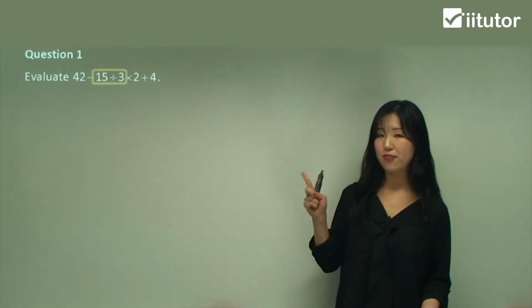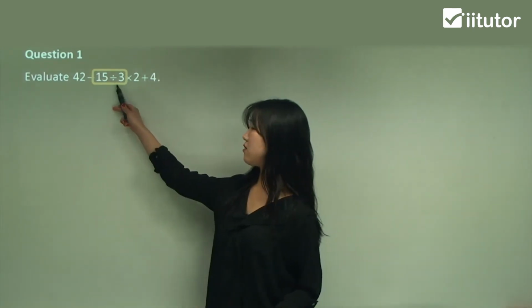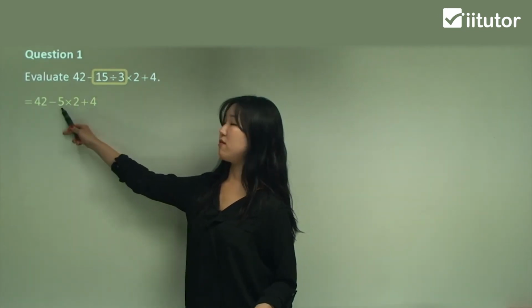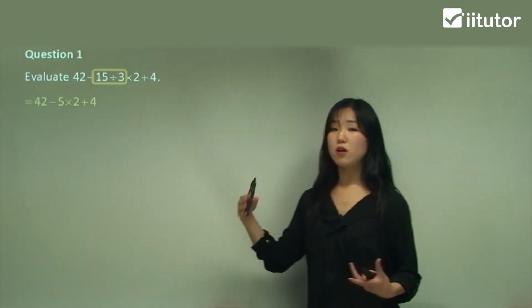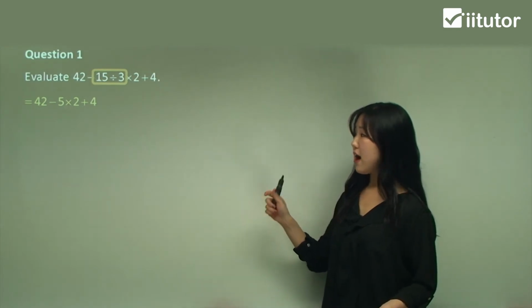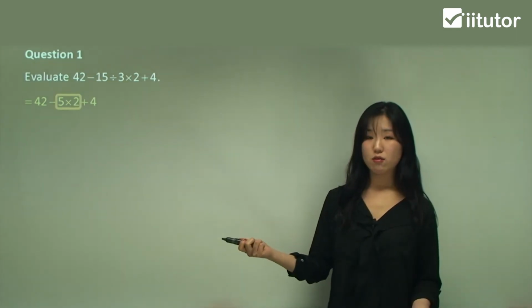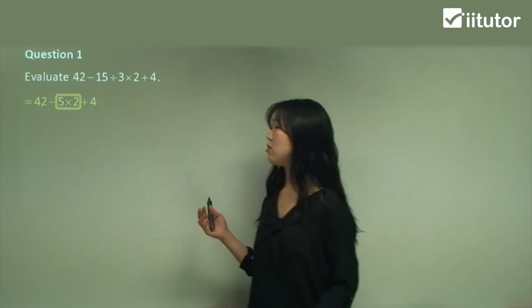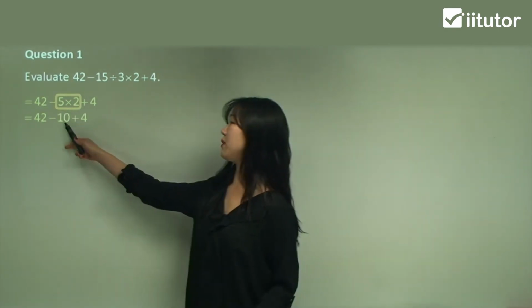So let's just simplify one thing at a time. 15 divided by 3 is 5, isn't it? So I'm going to put 5 there in replacement of that. Now let's go further. I can see some multiplication. Remember, we always do divisions and multiplications first. So now that we see some multiplication, we do that one next. So 5 times 2 is simply 10.